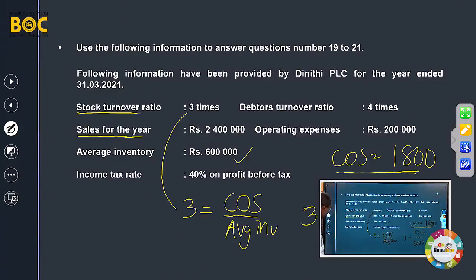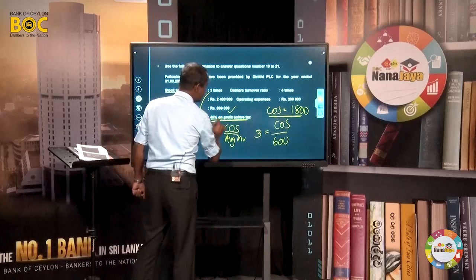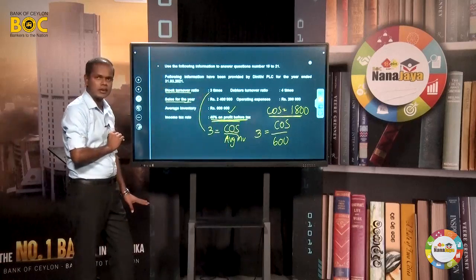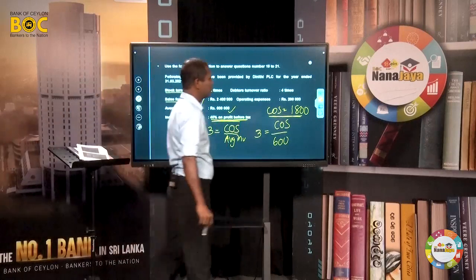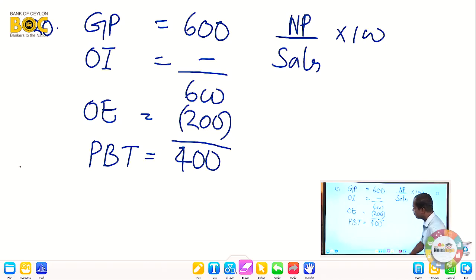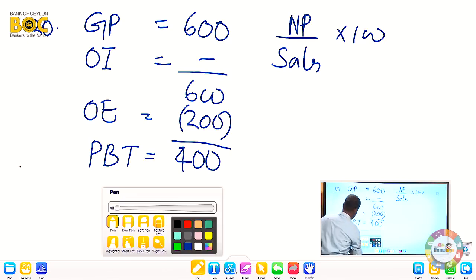Income tax, so they say 40% on profit before tax. The profit before tax is 400,000. Then you can minus income tax. It says income tax, they say 40%.